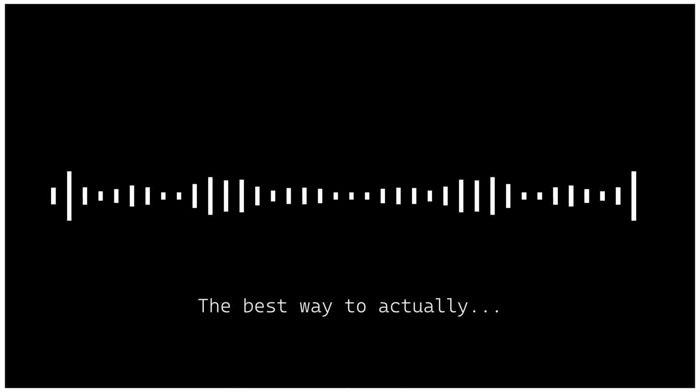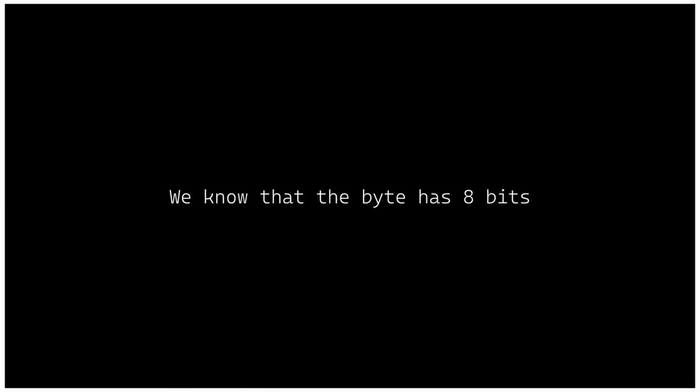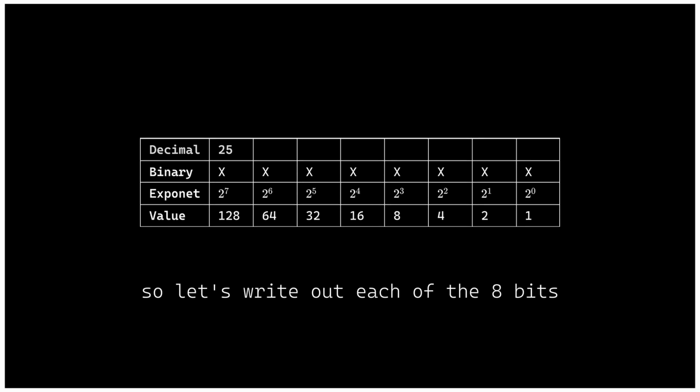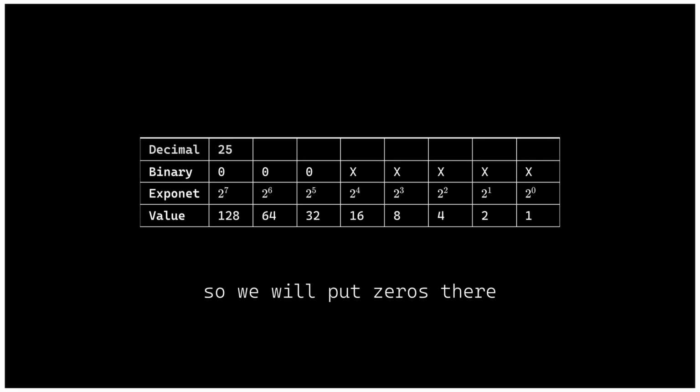The best way to actually read this binary number is to simply convert it. We know that a byte has 8 bits, so let's write out each of the 8 bits with their appropriate values. All we need to do, starting from the left, is to check if our value is less than or equal to the decimal number of 25. If it isn't, then we'll just mark it with a 0. So 128, 64, and 32 are all not less than or equal to 25, so we will put zeros there.